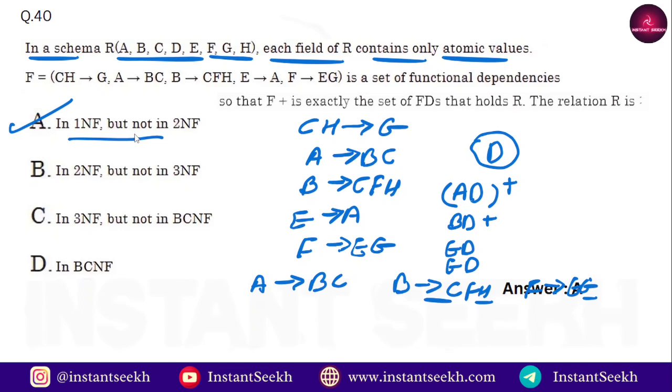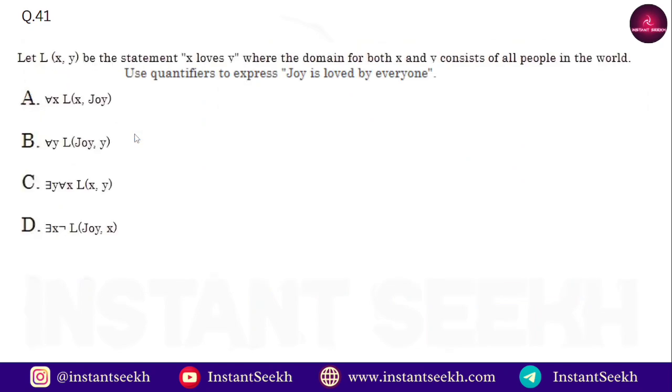Okay, let's move on to the next. Question number 41 we have. The statement is given. Let L(X, Y) be the statement X loves Y, where the domain for both X and Y consists of all people in the world. Use quantifiers to express Joy is loved by everyone. We need to express this.